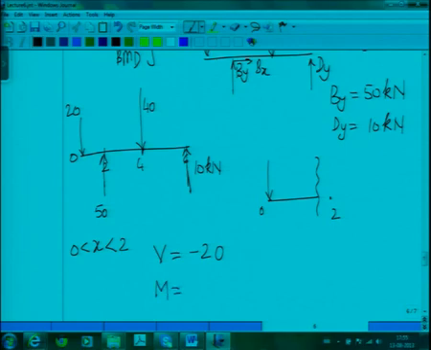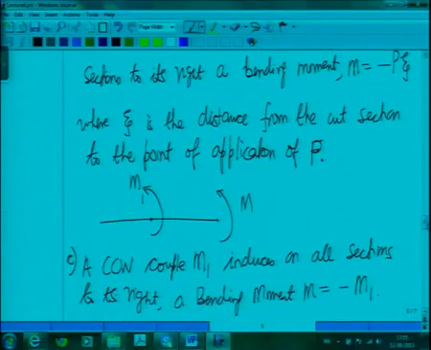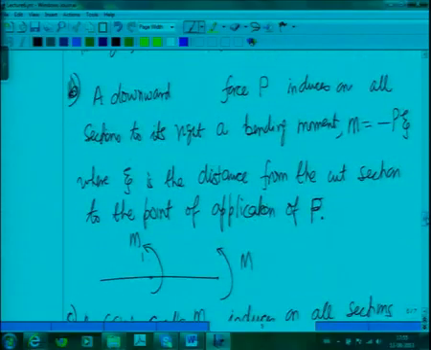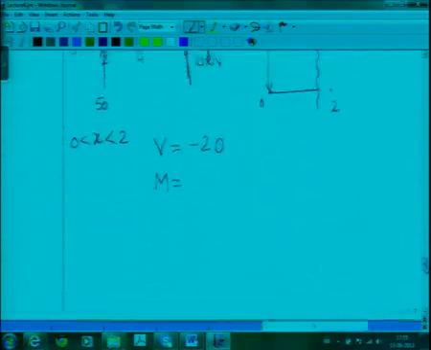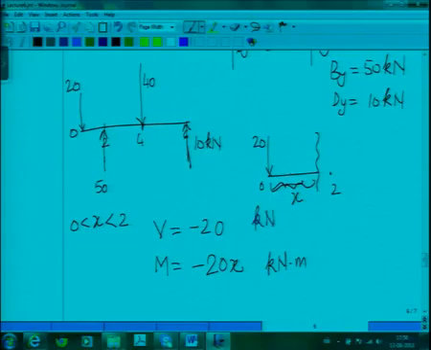Now, what about the moment? Now, the section x which I cut, is at this point, and a downward force P induces on the section a moment equal to minus P times zeta. So, therefore, if I am looking at this cut section, there is only one force which is equal to 20. So, the moment here, with this distance being x, is equal to minus 20x, this is in kilonewton meters and this is in kilonewtons. I should always put the units.